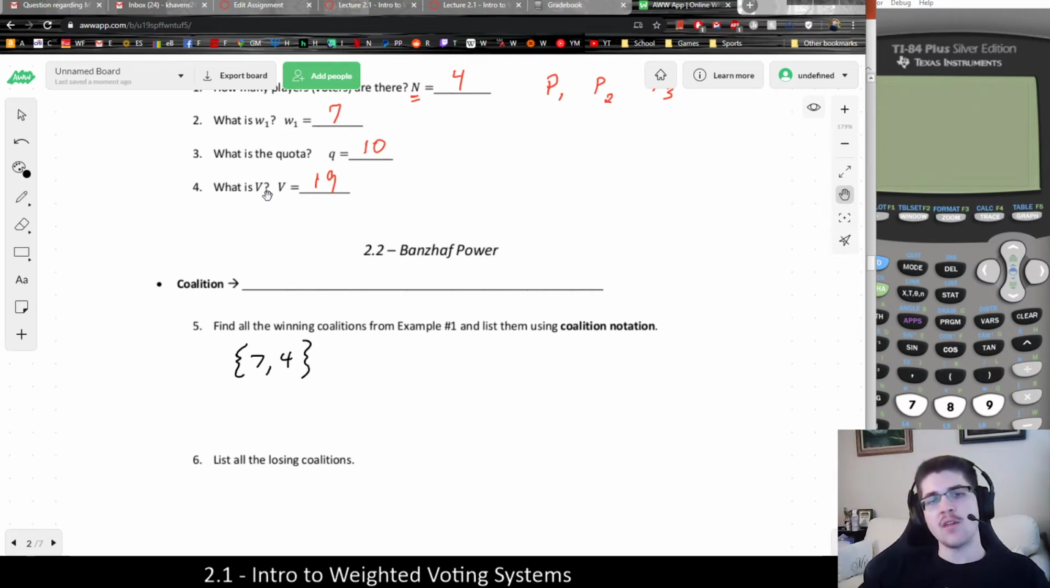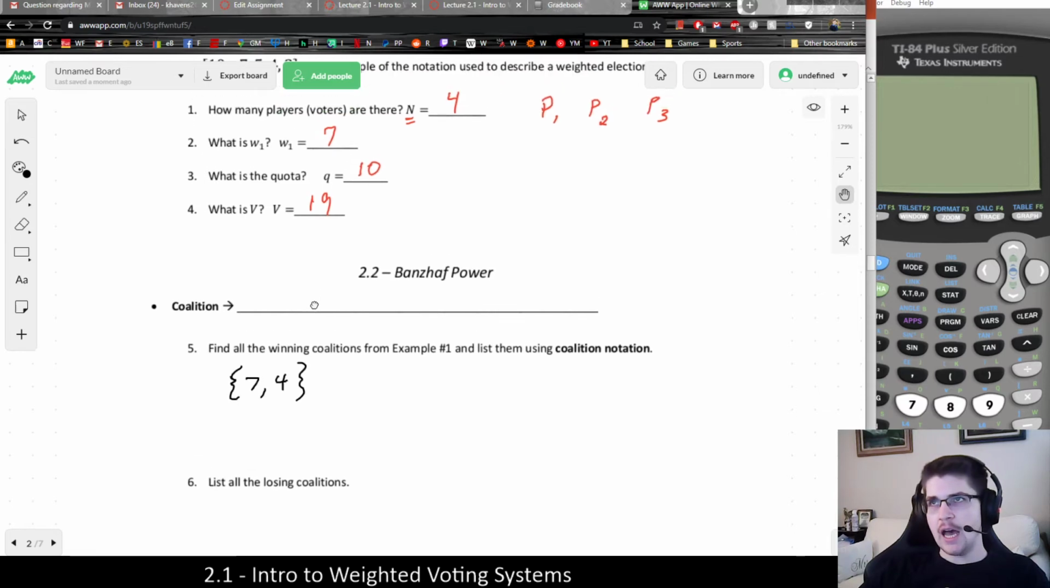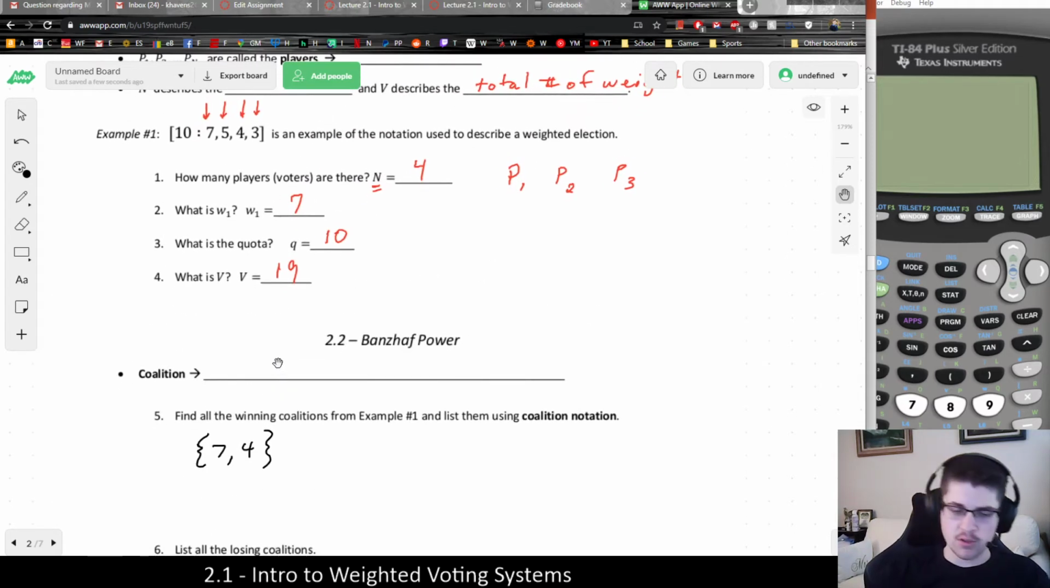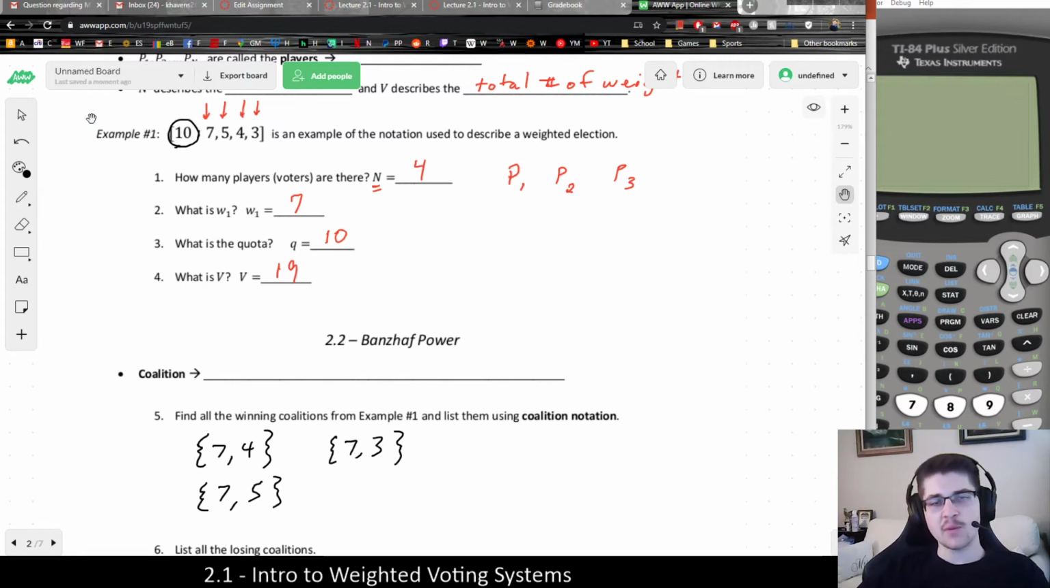And you can think about what other groups of 2 players could also have enough weight to carry the motion. Basically 7 and 5 would also be enough, right? Because that would be 12, and 7 and 3. And actually player 1 with any of the other players, 7 with 5, 4, and 3, all have enough votes. And remember, you only need to make the quota, not necessarily exceed it. So when we're looking for winning coalitions, the quota is the focal point, and that's what we're always referencing when we're looking into this.